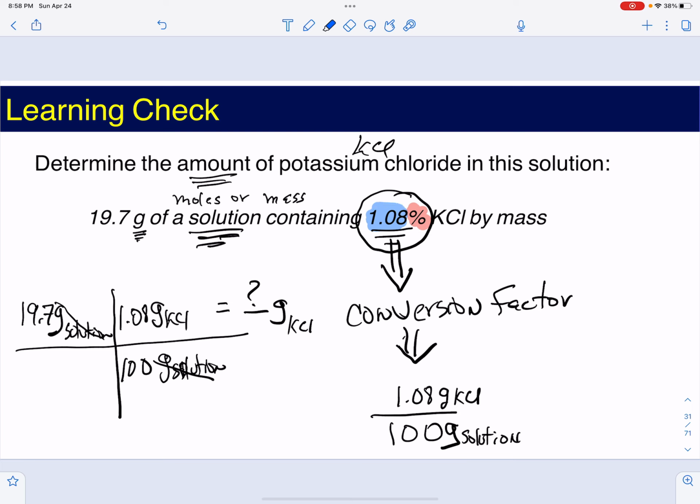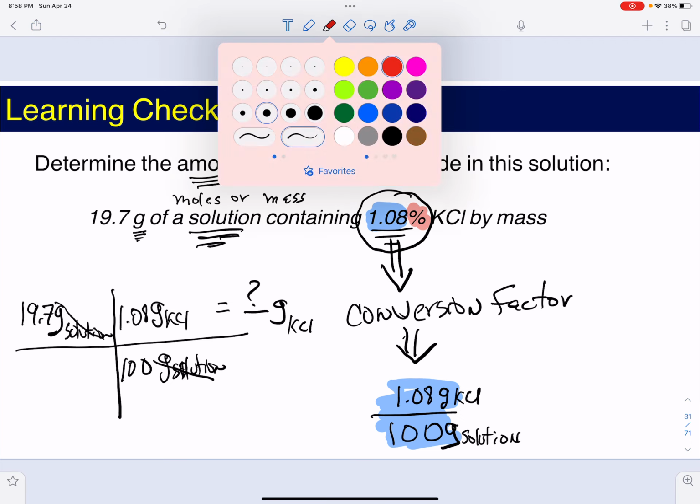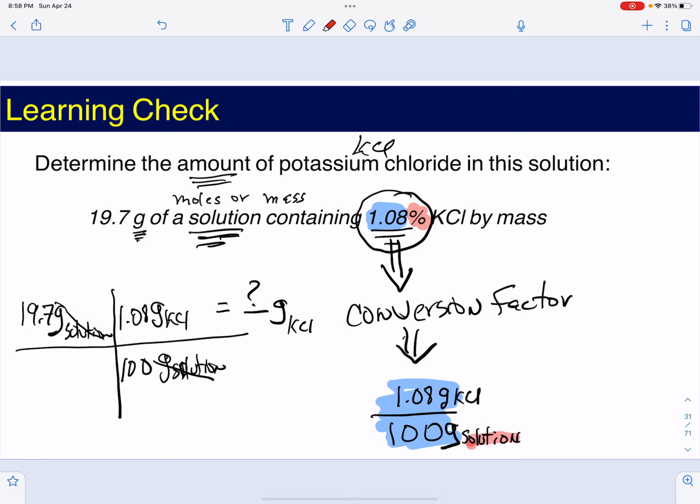So we took the percentage and we converted it into a conversion factor. Given that it's a percentage, it's always going to be over 100. You just have to make sure that you know over 100 of what. And that way you can set it up like that. So when we do that, all we have to do is take 19.7, multiply by 1.08 and divide by 100. And that's going to give us 0.21 grams of KCl.